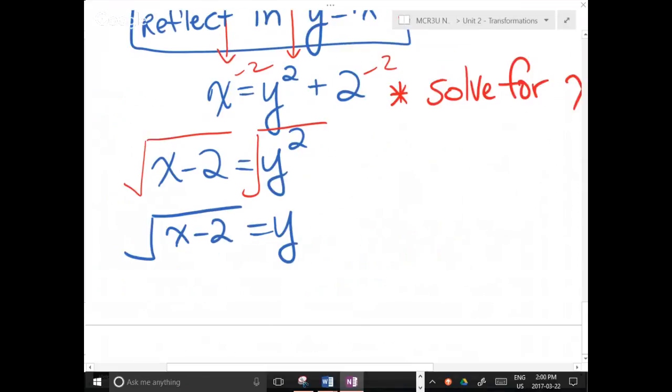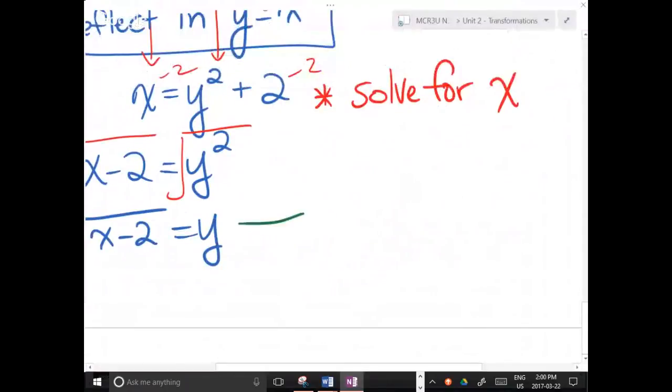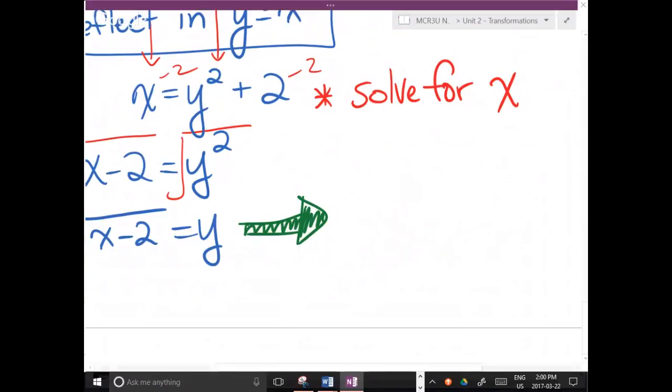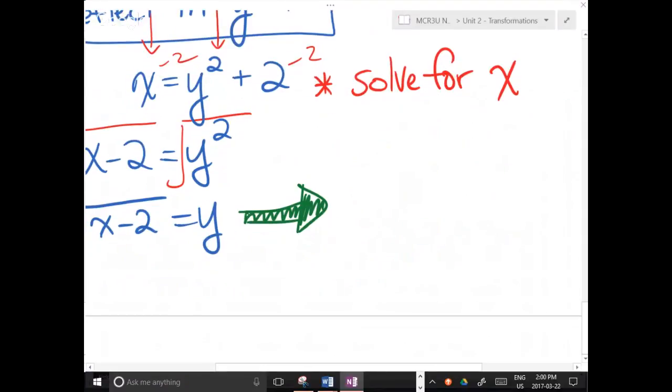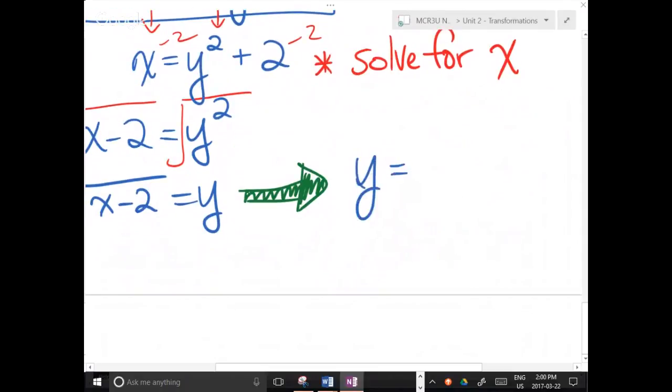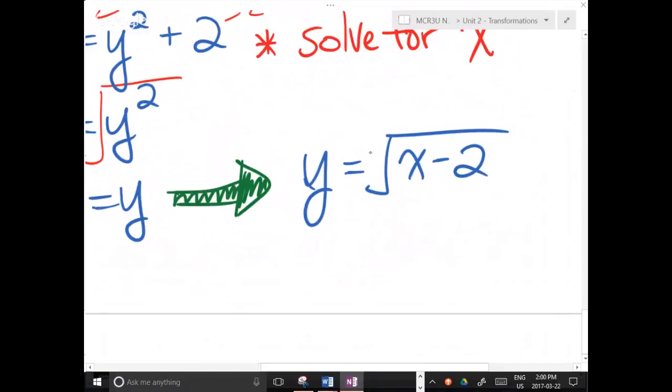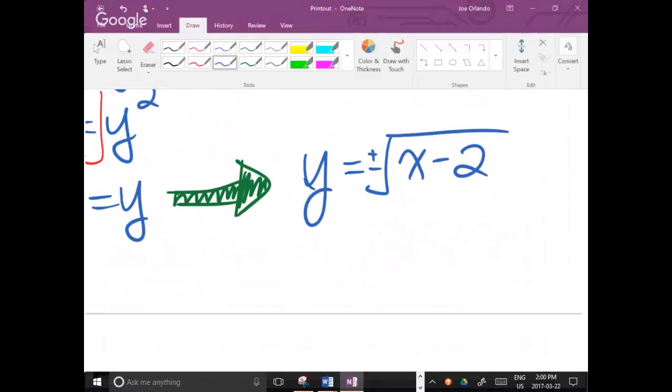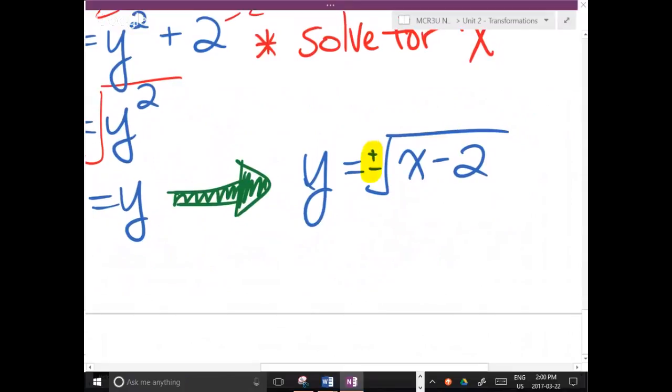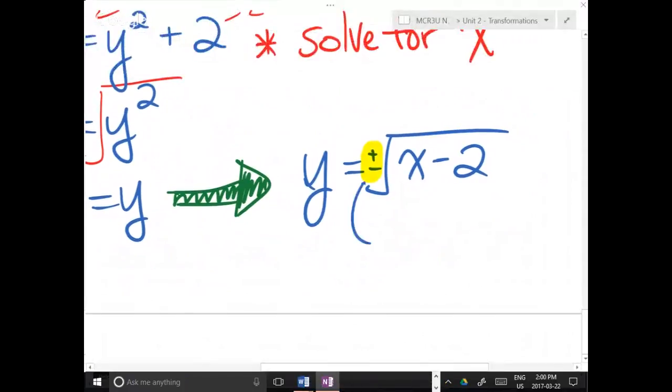Good. And now I'm going to come over here because obviously that's not the form we like to see things. It's perfectly mathematically correct. So I would say y equals the square root of x minus 2. Now, it's not mathematically wrong to write it like this, but I'm going to put this here just to remind us that every square root has two solutions, except for 0.